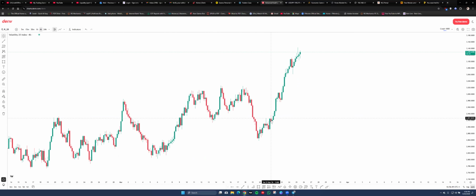This engulfing candle would have been my entry. I wouldn't enter here because this wasn't a proper candlestick pattern. But I would have entered here after I'd seen this engulfing candle. I would have actually entered here to buy the market.